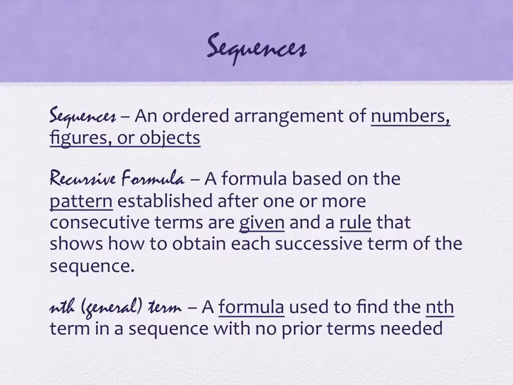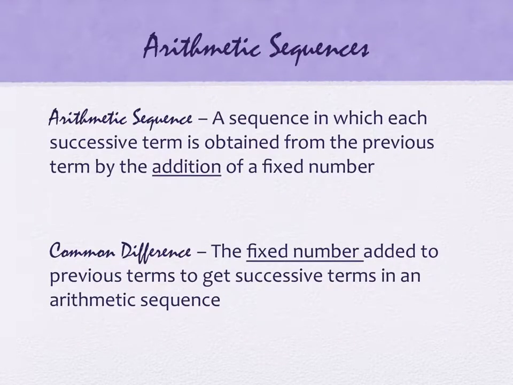So there's two different ways of having a rule or a pattern analysis, and these are those: recursive and nth or general term. We're going to look in depth at a couple of different types of sequences, and then look more cursorily at a few others after that. The first type of sequence we're going to look at is called arithmetic. An arithmetic sequence is a sequence in which each successive term is obtained from the previous term by addition of a fixed number. That's actually the only one I've talked about so far, right?